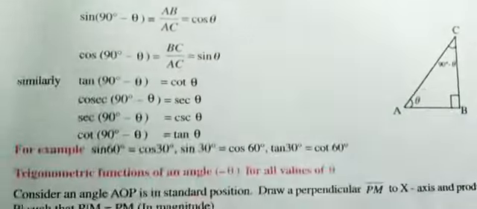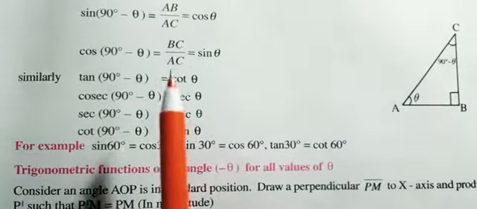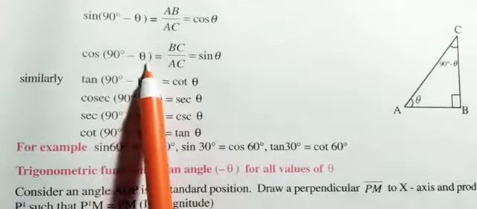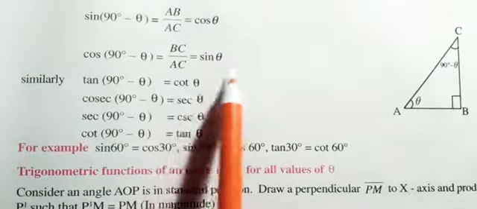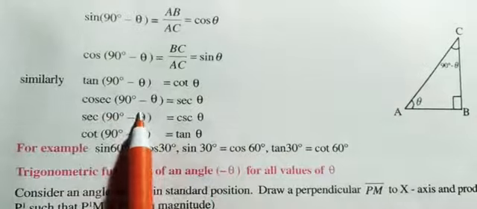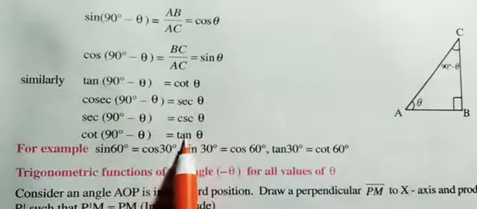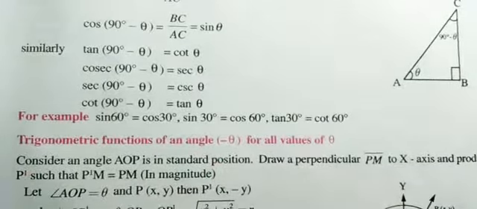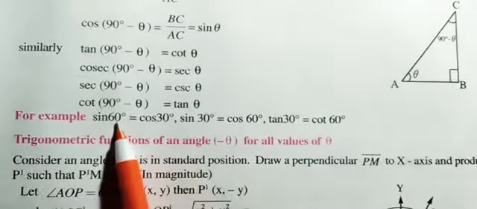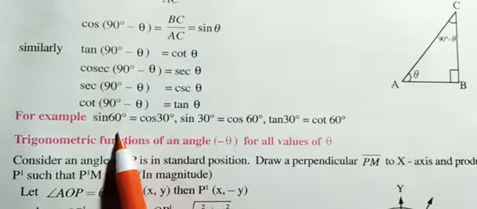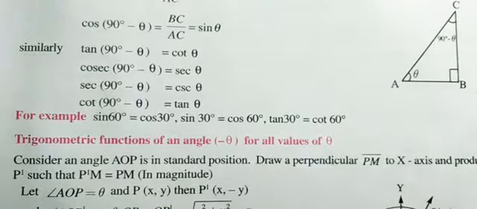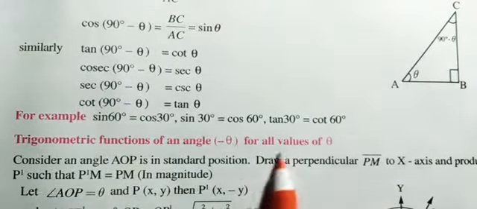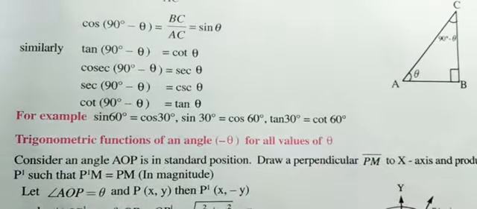Sin of 90 minus theta equals cos theta. Similarly, if we get the values of sin of 90 minus theta and cos of 90 minus theta, then we get tan of 90 minus theta equal to cos by sin, that is cot. Similarly, we get the values for cosec, sec, cot. Now here, sin 60 degrees is equal to cos of 90 minus 60, that is 30, cos 30 degrees. Similarly, sin 30 is equal to cos 60, tan 30 is equal to cot 60.